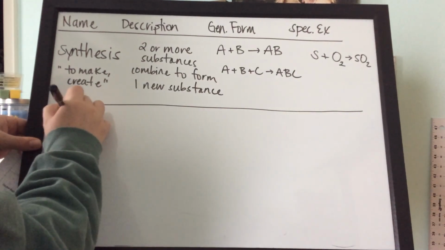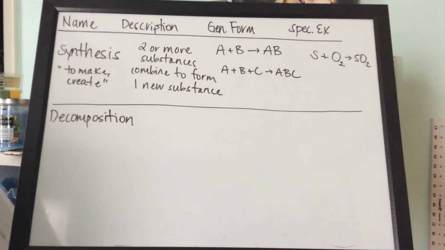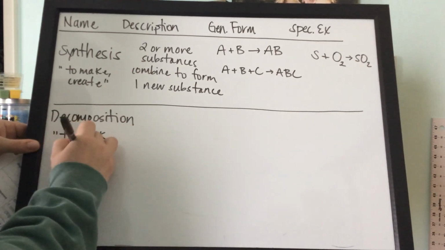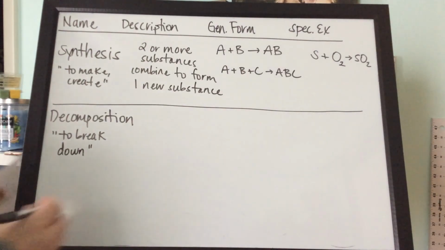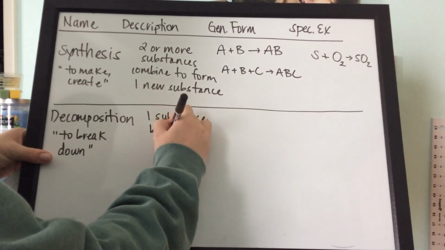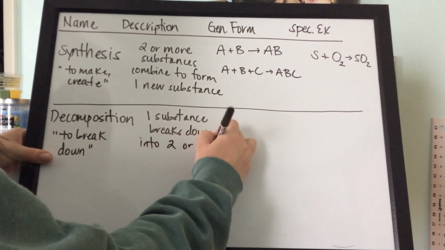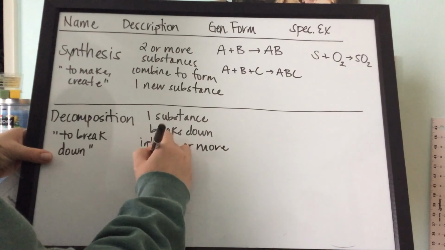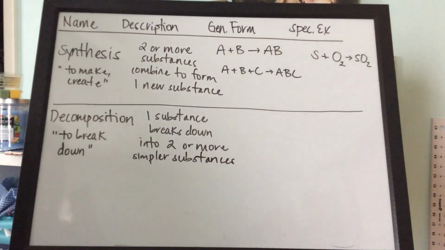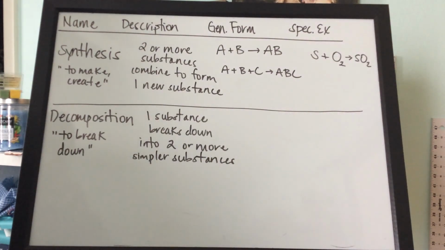The second reaction that we're going to learn is decomposition. The root word of decomposition is decompose, which means to break down. So in a decomposition reaction, one substance breaks down into 2 or more, I'll say simpler substances. All right, so my description says one substance breaks down into 2 or more simpler substances.